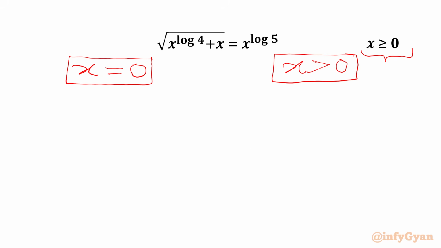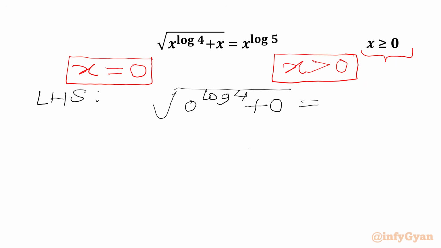Now we will check our equation at x equal to 0. So let's find LHS first. At x equal to 0, LHS will become square root of 0 raised to the power log 4 plus 0. So square root 0 is 0. At x equal to 0, LHS is 0.